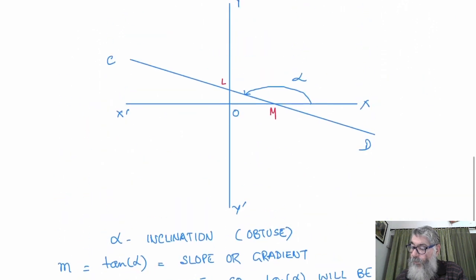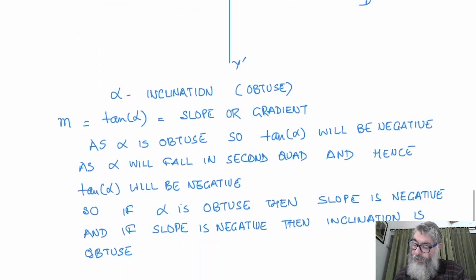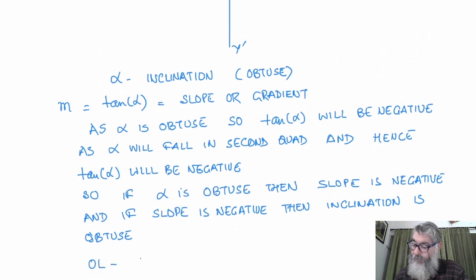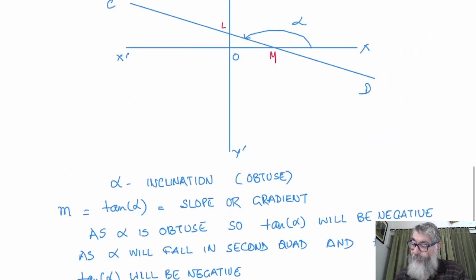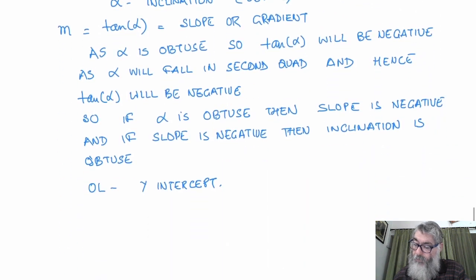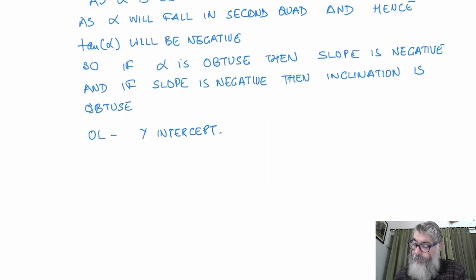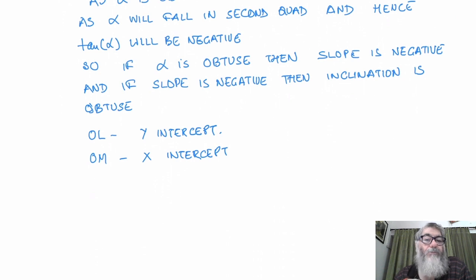Here OL is the y-intercept, and OM is the x-intercept. The thing is the same: whatever portion of the y-axis the line cuts is called the y-intercept, and whatever portion is cut by the line on the x-axis is called the x-intercept.